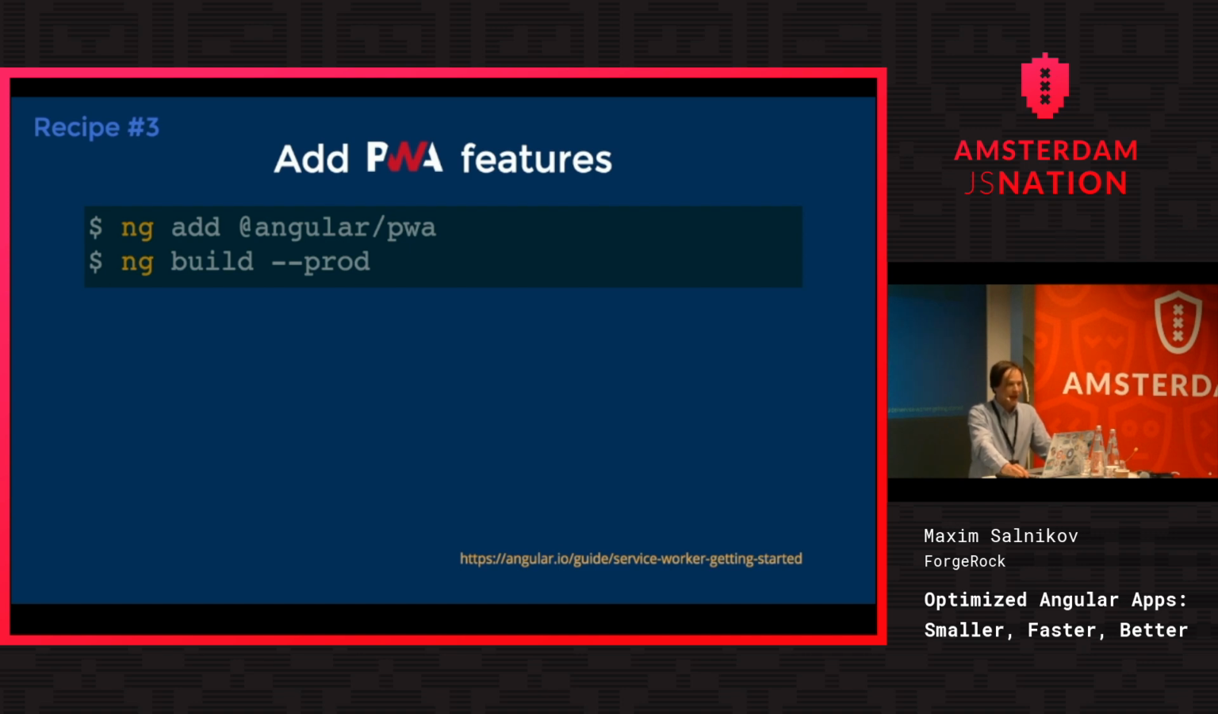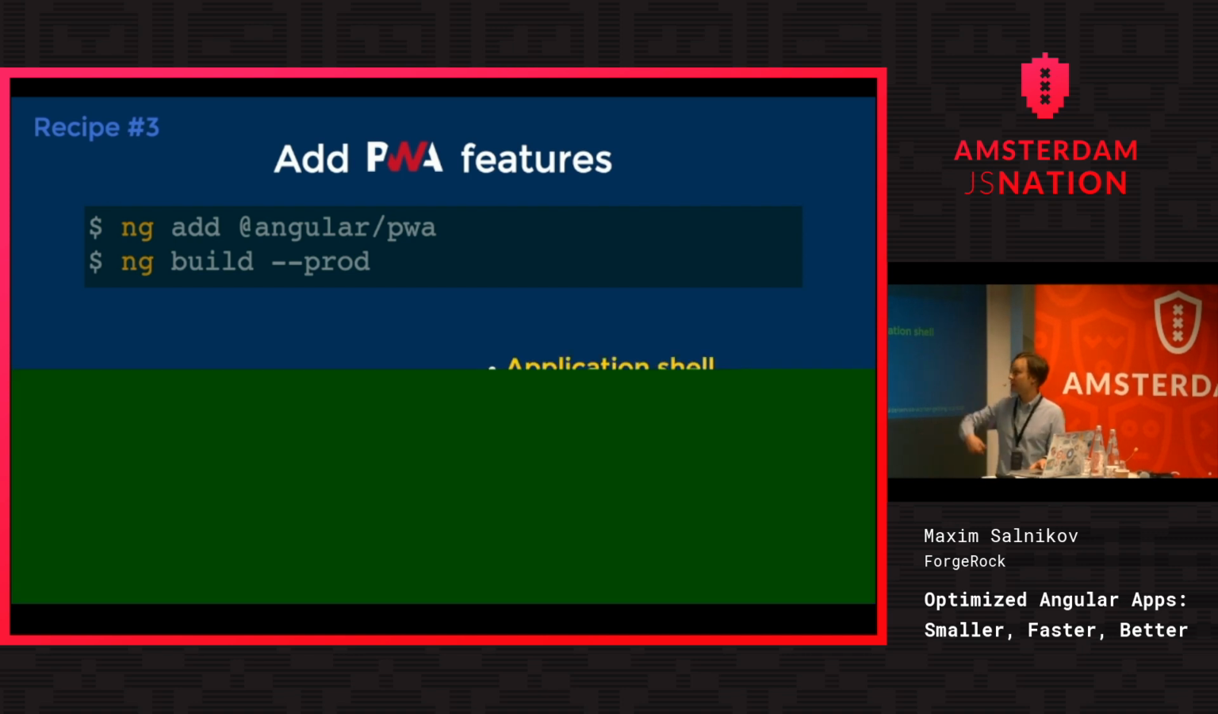Called schematics. And by running this command and adding Angular PWA, we scaffold all we need to build a PWA, progressive web app, from our app. But don't forget to run the production build again, so it will all work only there. So what will happen after we build this app?